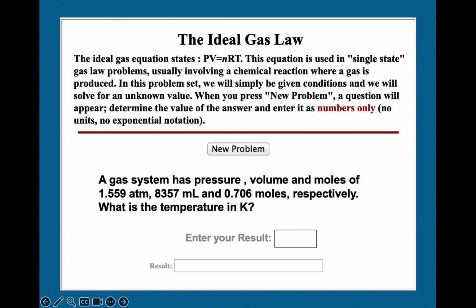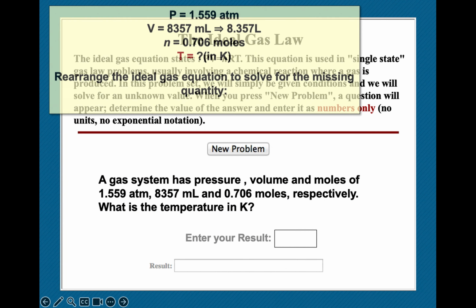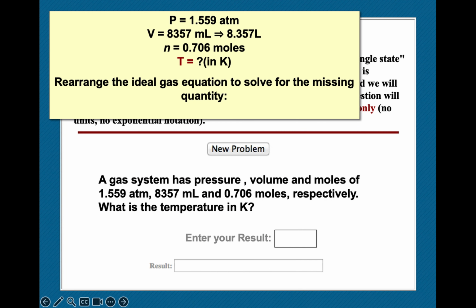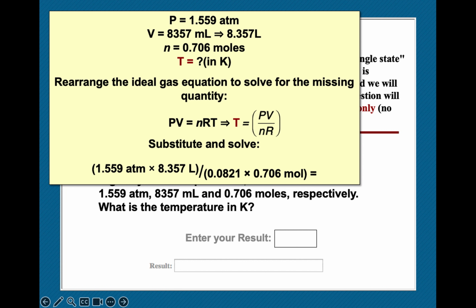Okay, here's my list. Volume in mils must go to liters. Remember, we need atmospheres, liters, and moles, and Kelvin. Here's our pressure, volume, number of moles, looking for temperature. Take PV equals nRT, solve for T. PV over nR.